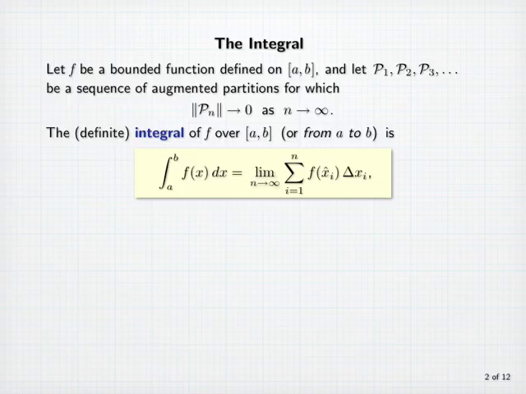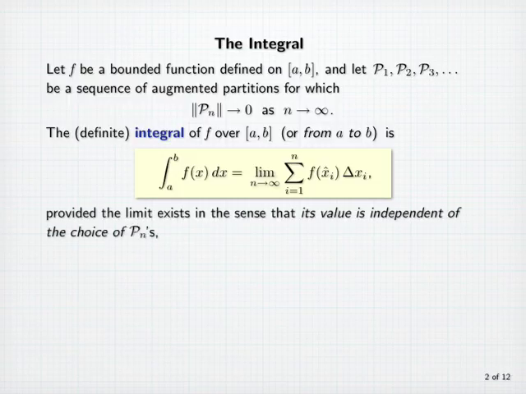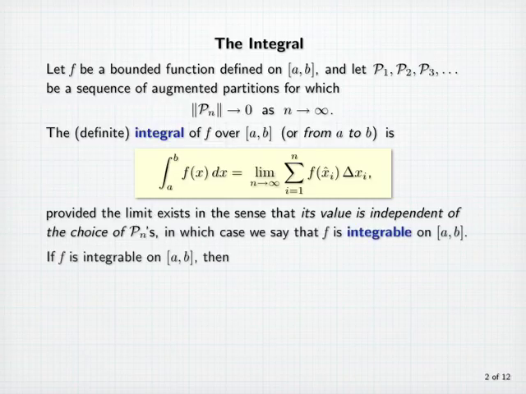Since there are many ways that our partitions could be constructed, we need to be careful about what we mean by the right side of this definition. The limit is understood to exist if and only if its value is independent of the choice of the P sub n's. So in particular, if there are different sequences of partitions that produce different limits, then the integral doesn't exist. If the value of the limit is independent of the choice of the Pn's, then we say that f is integrable on the interval AB.